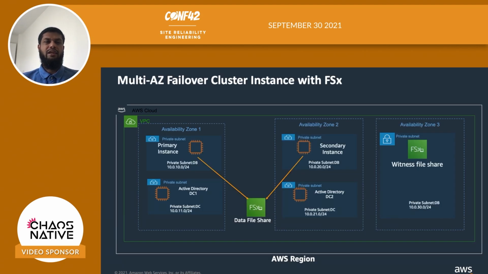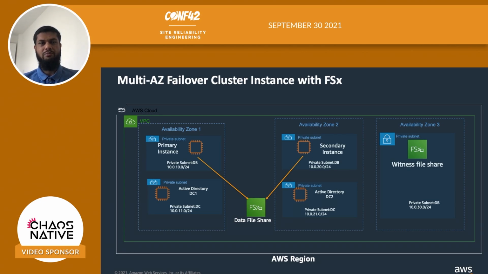Now let's take it to the next level. We have a service called FSx for Windows. This is a file share service that is built and optimized for Windows workloads. So rather than having a multi-attached EBS volume, you can create a file system where you store all of your data files, and it just becomes an SMB file share that is attached to a SQL cluster, the Windows cluster.